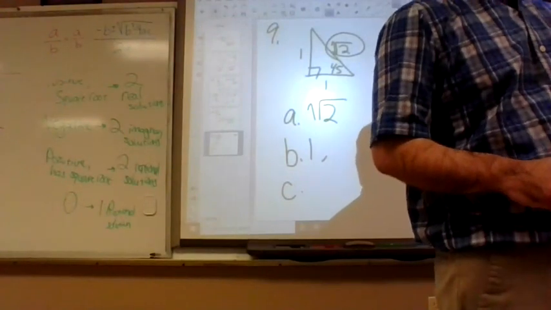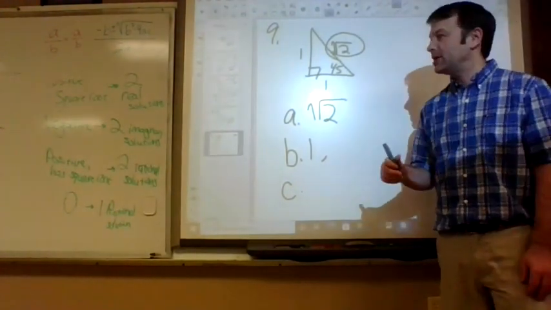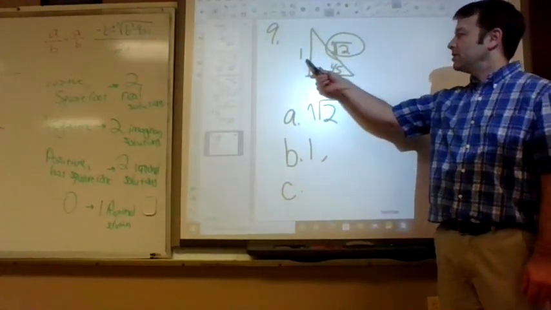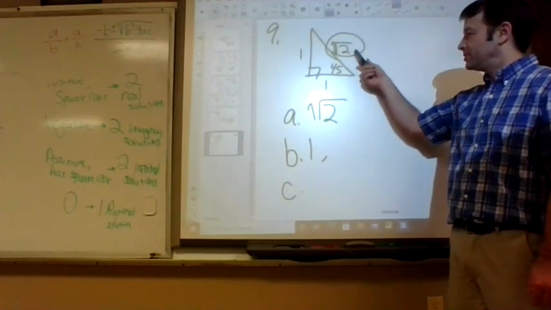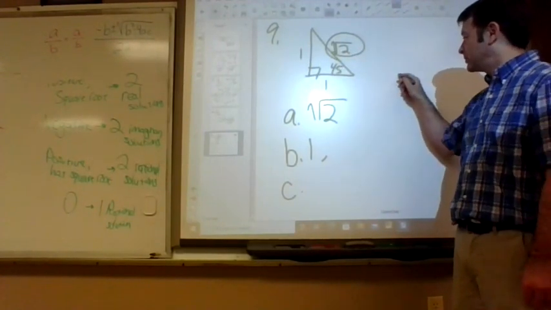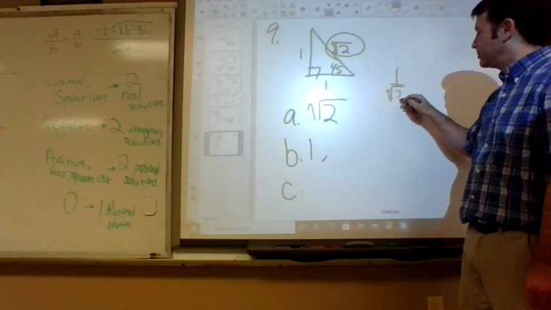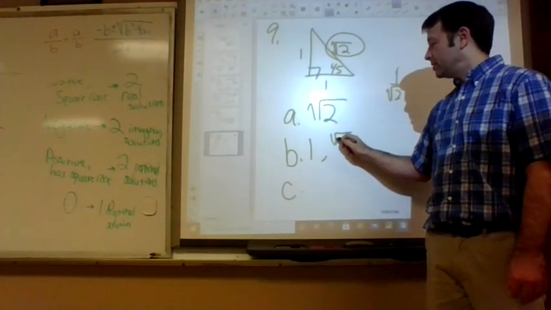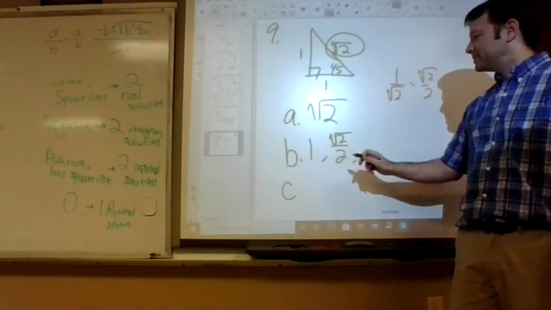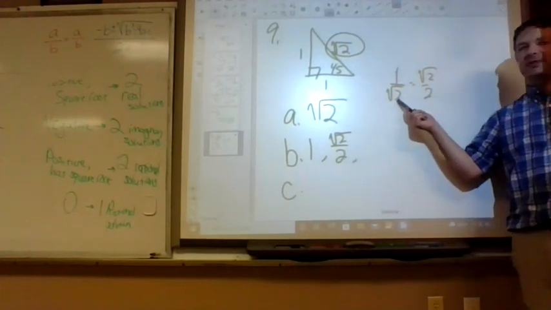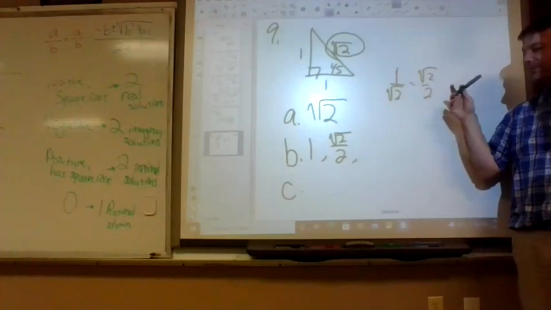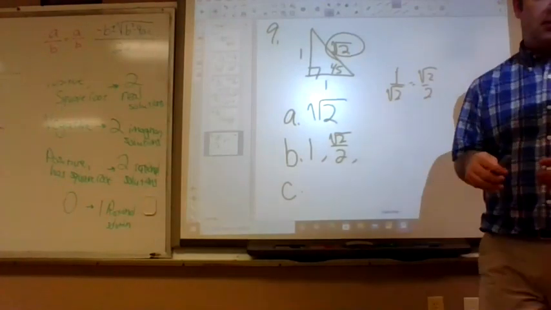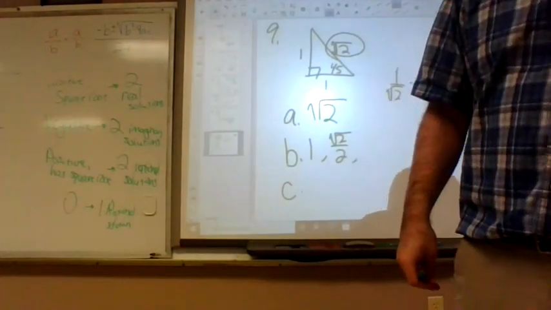What is sine of 45? Sine is opposite over hypotenuse, so 1 over square root of 2. If you plug that in the calculator, it's square root of 2 over 2. You're not supposed to leave the square root in the denominator. You can't leave irrational numbers in the denominator.